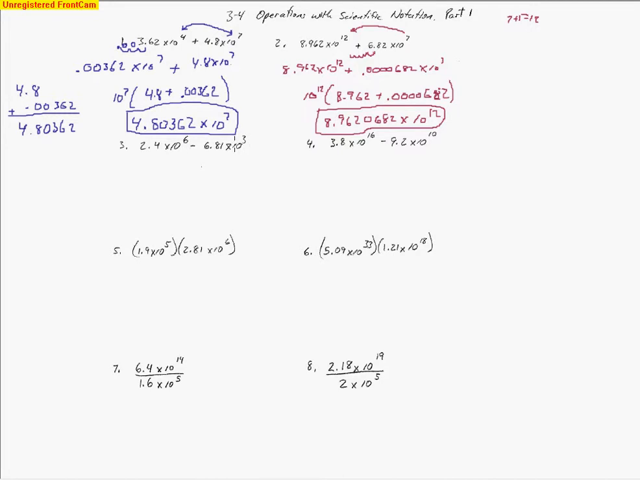Same sort of thing. We need to make the powers the same so we can combine them. So I'm going to move this decimal over 1, 2, 3 spaces. So 1 space and then 2 more to make this a 6. So now I've got this. I'm going to write it a little bit differently this time. 2.4 times 10 to the 6th, and then over here, I'm going to line up the decimals, 0.00681 times 10 to the 6th power.